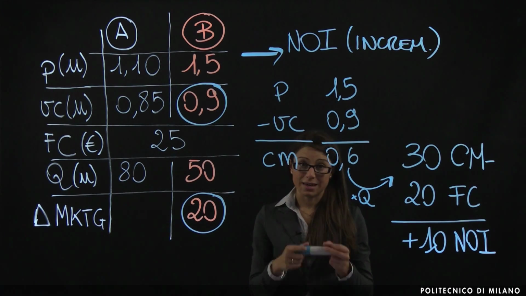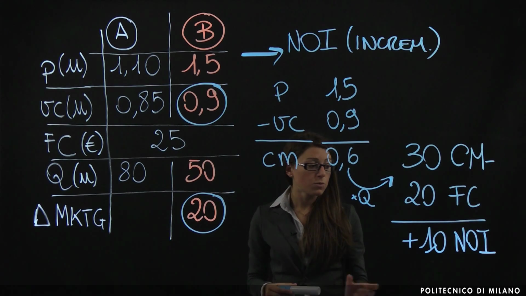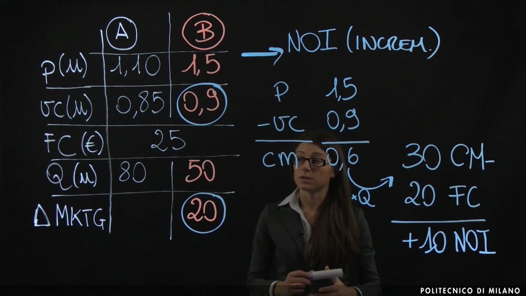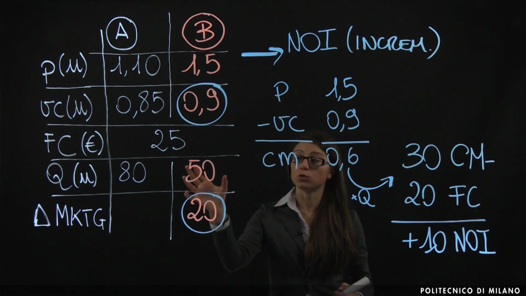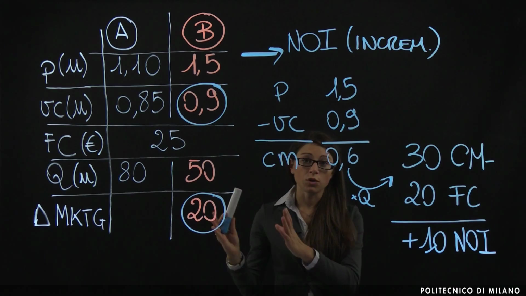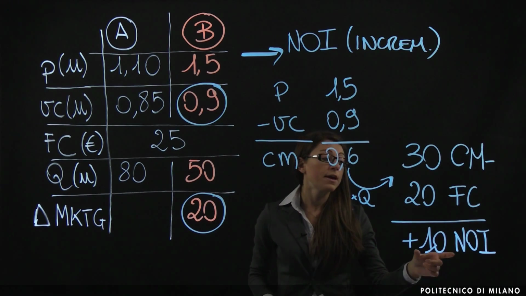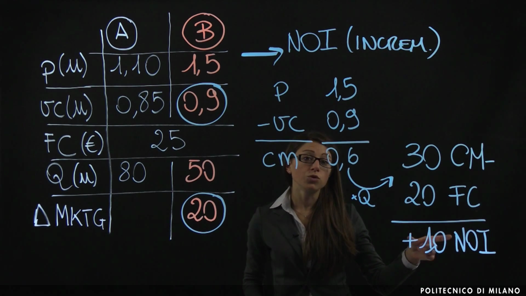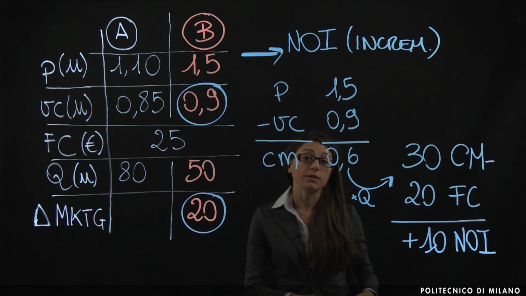The answer is yes, it is convenient, and the reason is that if the company introduces beer type B, and specifically if the company is able to produce and sell 50 units of beer type B, the contribution of this decision to the operating income is positive. Specifically, it is able to contribute 10 euros to the overall profitability of the company. That's the reason why it is convenient.